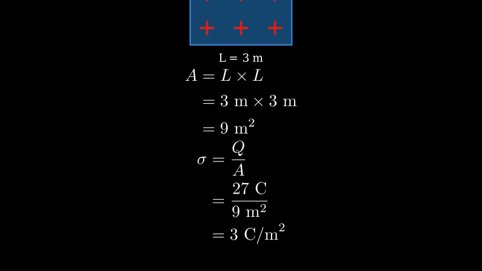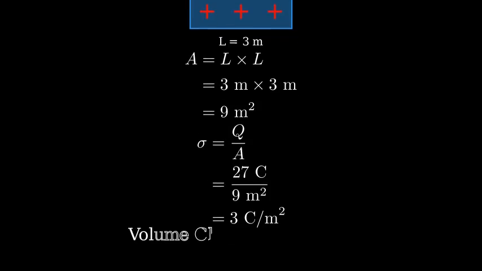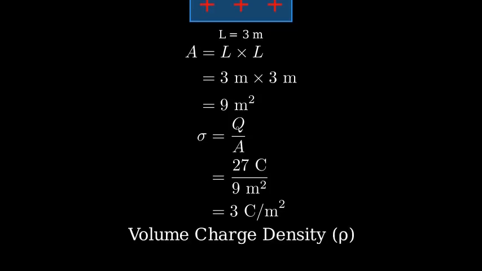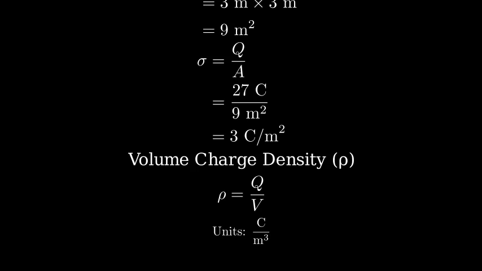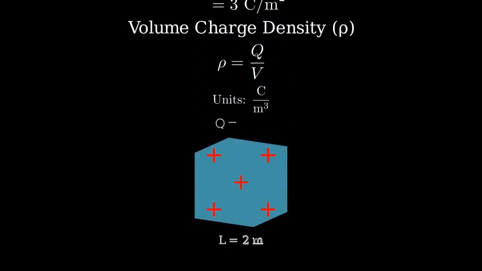Finally, let's discuss volume charge density. Volume charge density is defined as the amount of charge per unit volume. We typically denote it with the Greek letter rho. Mathematically, the volume charge density ρ is equal to the charge q divided by the volume V. The unit of volume charge density is coulombs per cubic meter. This concept is useful when dealing with charged three-dimensional objects.